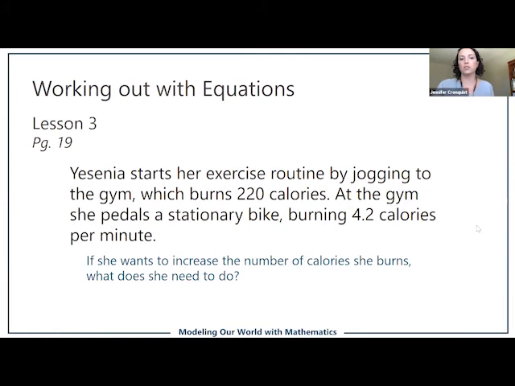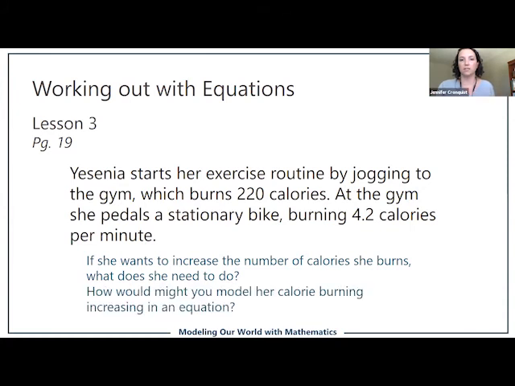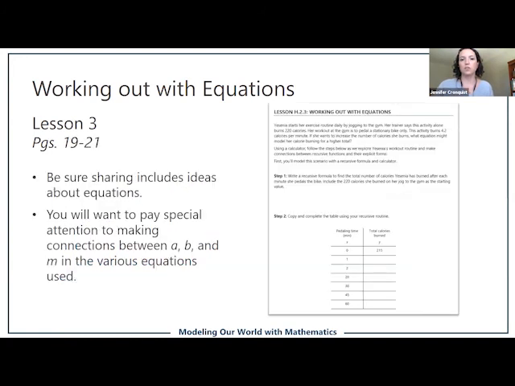So what if she wanted to increase the number of calories she burns? What is she going to need to do? So you're starting to get kids thinking about the different context here. How might you model her calorie burning increasing in an equation? So now that you've thought about what she needs to do to increase that calorie burn, now how are we going to model that within an equation? And so once you get kids thinking about that, now go ahead and present the entire activity.